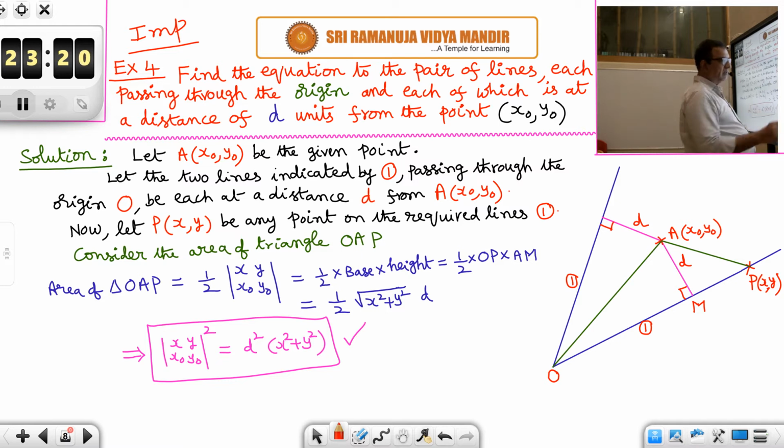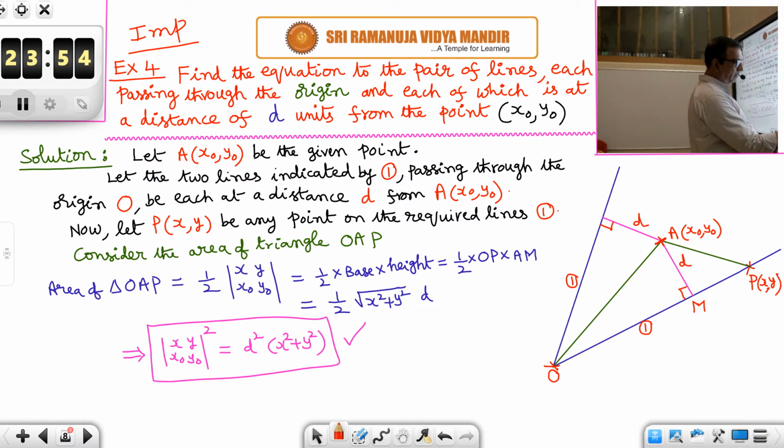See the diagram first. Originally the origin is there, nothing else is there in the plane. Then the point A x0, y0 is there. That's all: the origin and the point A x0, y0. Now what we want is two lines passing through the origin, and each of them must be at a distance d from the point A.